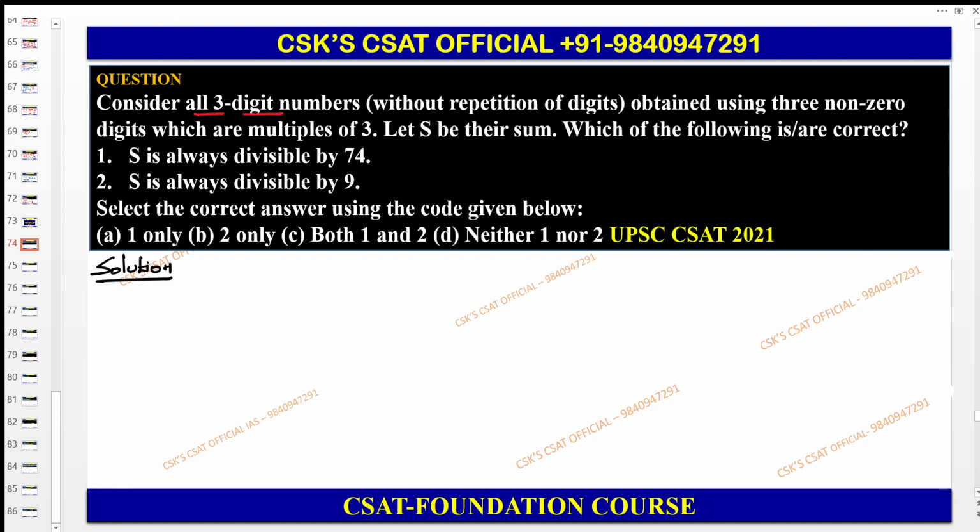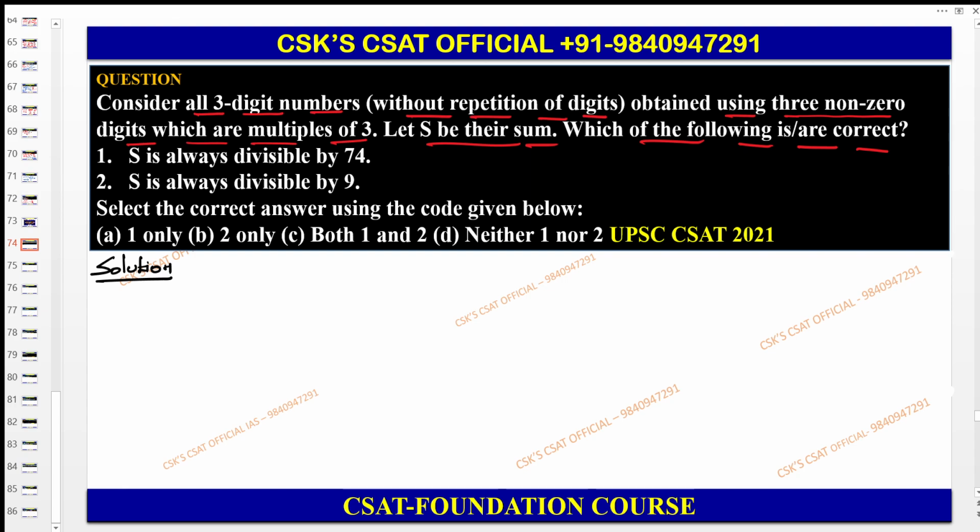Consider all the 3-digit numbers, without repetition of a digit, obtained using 3 non-zero digits which are multiples of 3. Let S be the sum. Which of the following is or are correct? See, first of all, understanding this statement is very important. If you understood, then you will easily find the answer here.